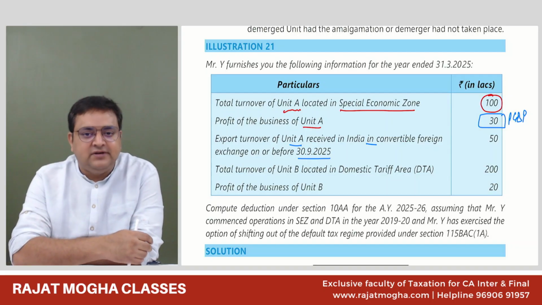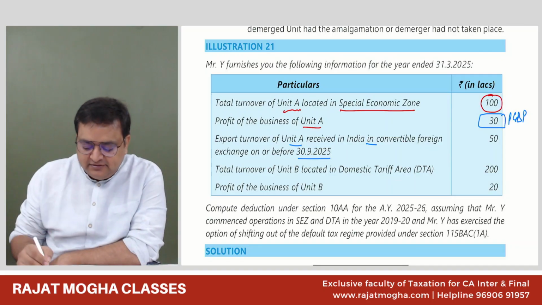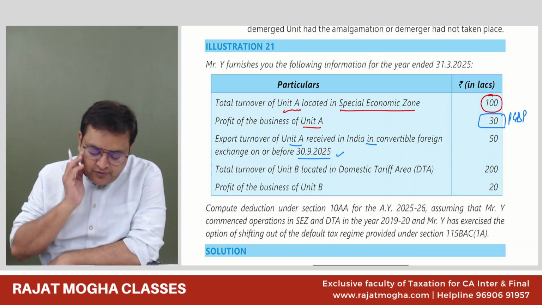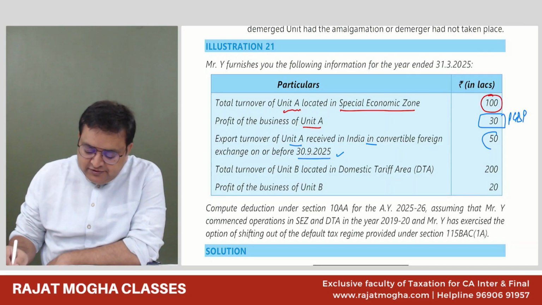So the end of the year is 31st March 25. Six months is 30th September 25. So this is the turnover which we have actually received till here, 50 lakh.